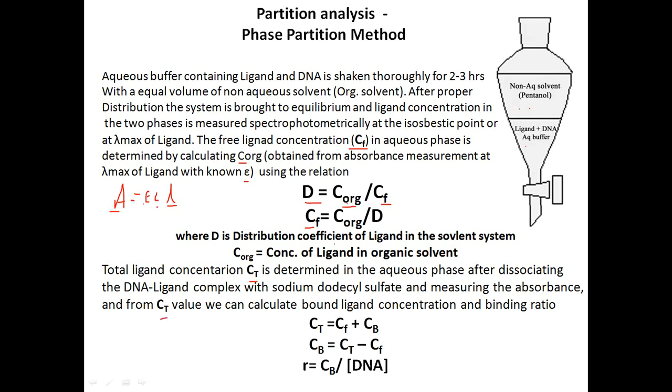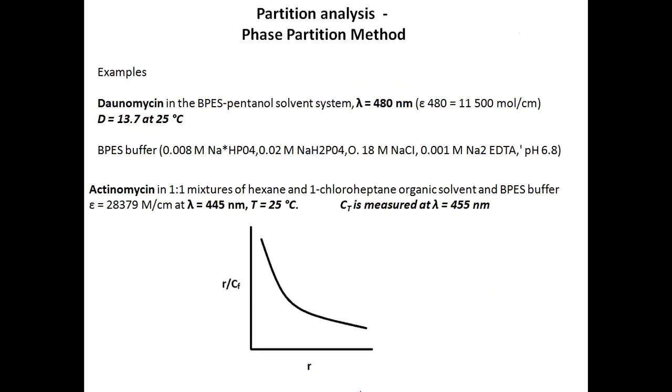So you determine CT, you determine CF. From the equation you can calculate CB, right? From CB you can calculate the binding ratios of a particular ligand. So this is how the partition experiment is used to determine the binding ratios of a particular ligand with a DNA. Once you determine the R value, you plot R versus CF. That will give you the binding isotherm, and you can calculate the binding constant K value from the intercept kind of thing.